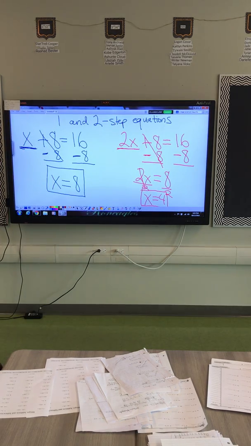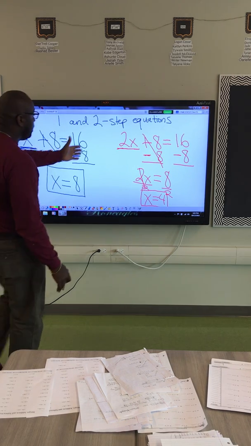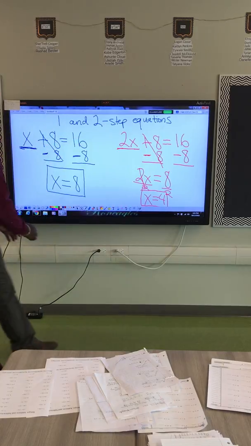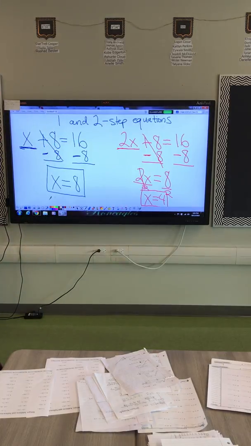For you to be successful in algebra class, you have to be able to do 2-step equations. So from this 2-step, it leads to literal equations and other equations, but it starts right here. If you can do this, you can do any math problem ever put in front of you.